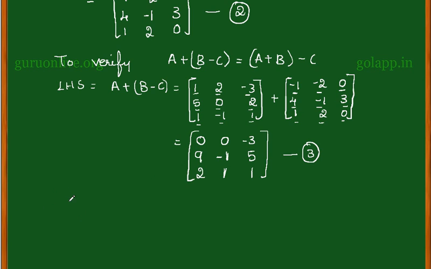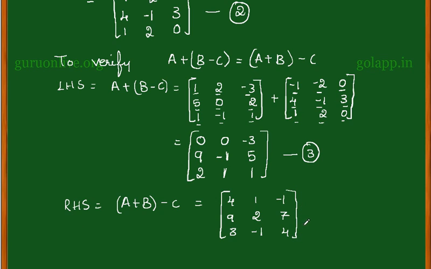So let me solve the RHS. The RHS is equal to A plus B minus C, which is equal to, we already found the A plus B matrix from equation 1, which is [4, 1, -1; 9, 2, 7; 3, -1, 4]. This is the matrix for A plus B from equation 1, minus of C.